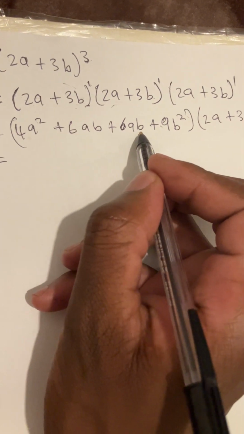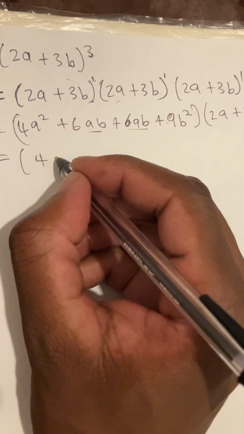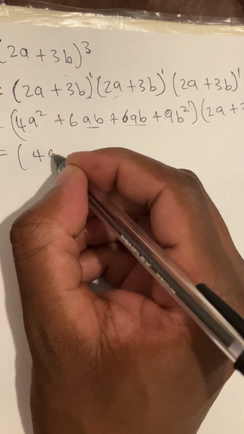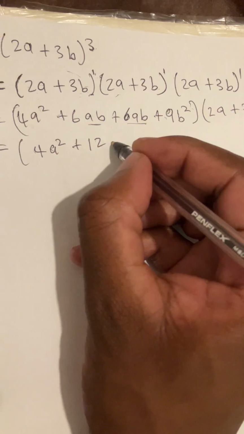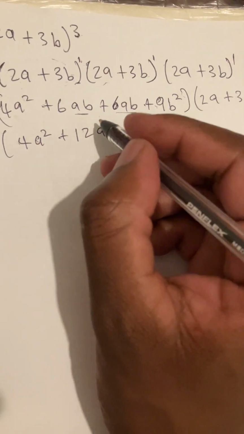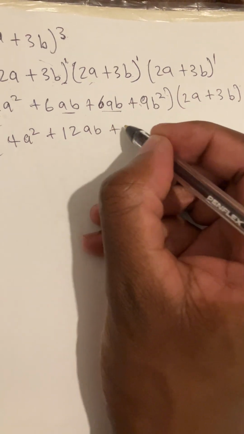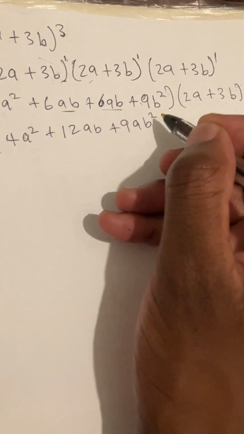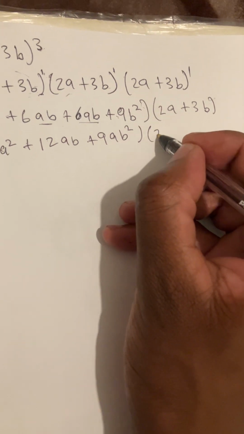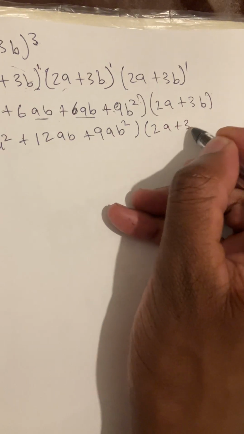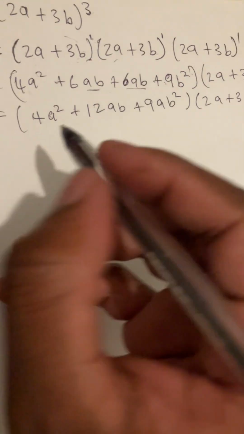Stay with me. From there on, we're gonna take the like terms here. These two are relatives, so you have to add them. This one doesn't have a relative so far, so we're gonna drop it as it is. Then we're gonna have 12ab, right? Now this also doesn't have a relative, so it's just gonna be 9b squared. Then we have got 2a plus 3b, that we drop it as it is.